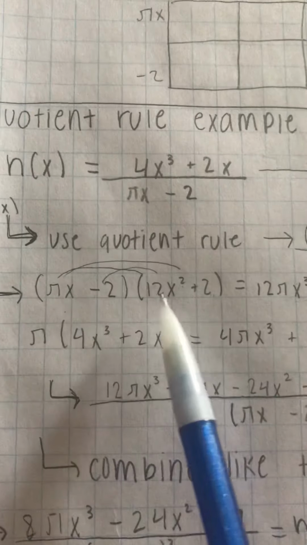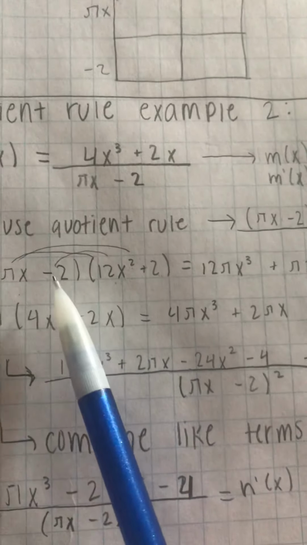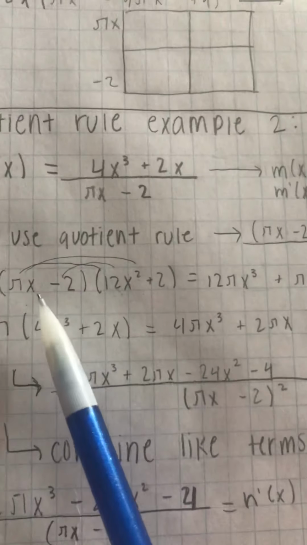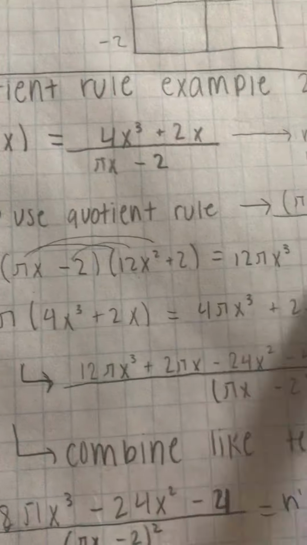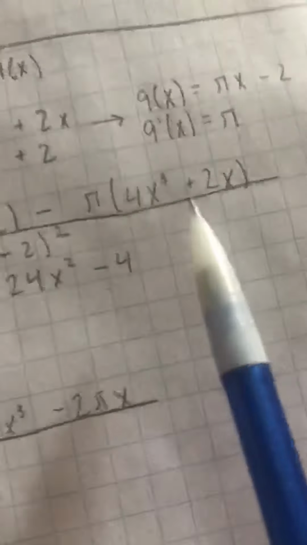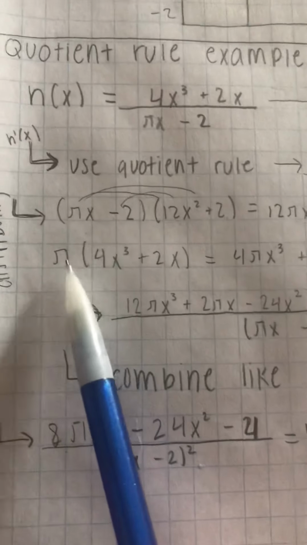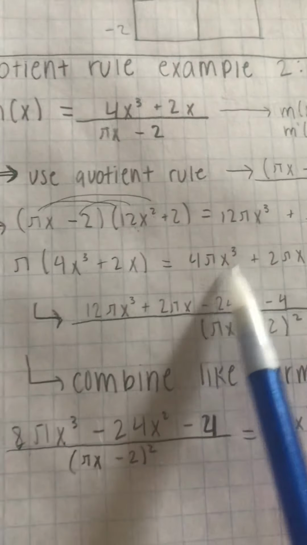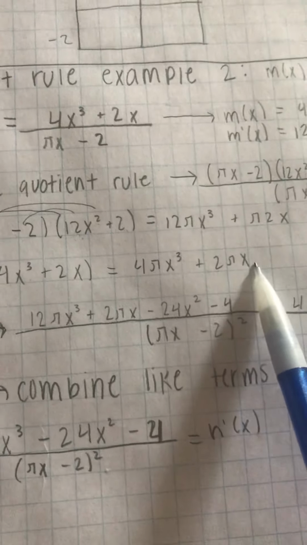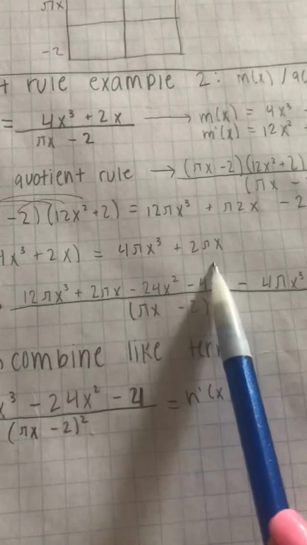Then I have negative 2 times 12x squared, which is negative 24x squared. You can pretty much just multiply the 2 by here. Then we have negative 2 times positive 2, which is negative 4. So that's what I did here. I just distributed this first part. Then I'm going to distribute this part, so that way I can plug it all back in and solve out. So I have my pi times 4x cubed, which is 4 pi x cubed, and then pi times 2x, which is 2 pi x.